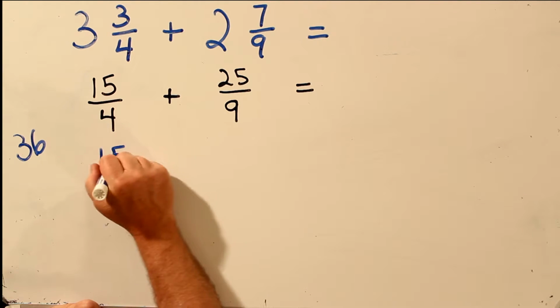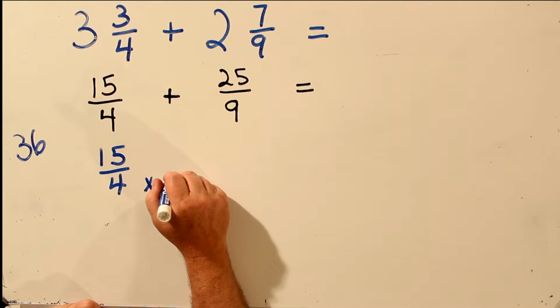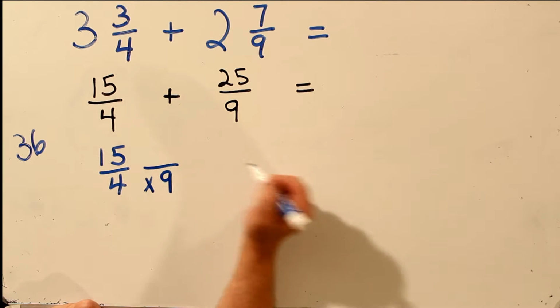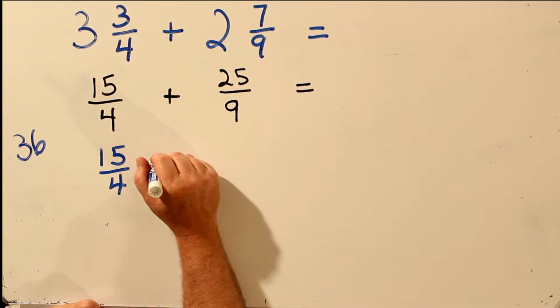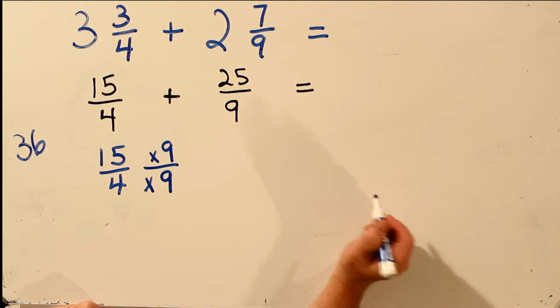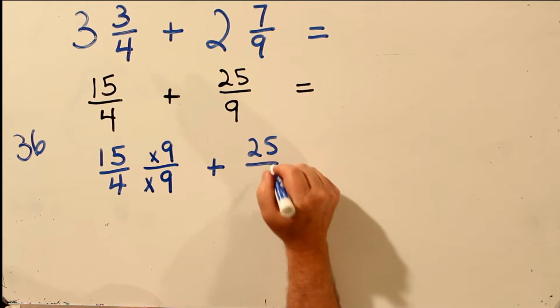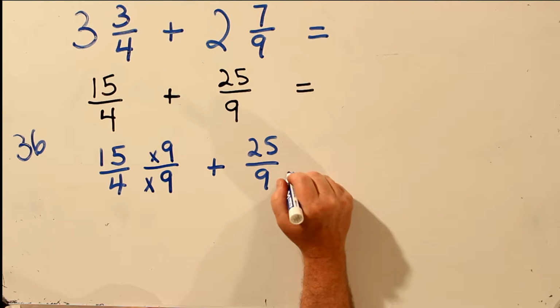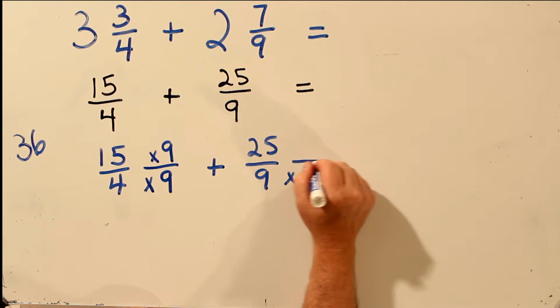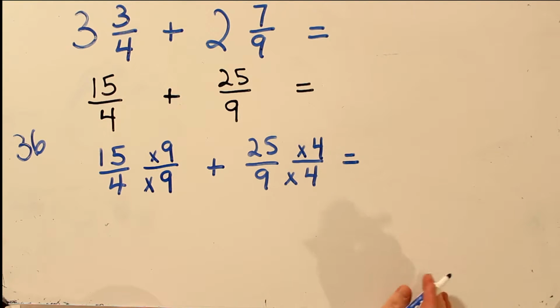So we have 15 over 4. To convert the bottom number to 36, we multiply it by 9. To keep the fraction equal to 15/4, if we multiply the bottom number by 9, we have to multiply the top number by 9. And on this one, to make the bottom number 36, we have to multiply the bottom number by 4. And to keep the fraction the same, if we multiply the bottom number by 4, we multiply the top number by 4. So let's do the multiplication.